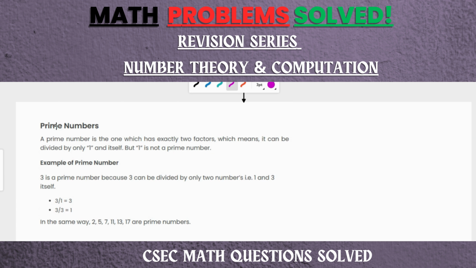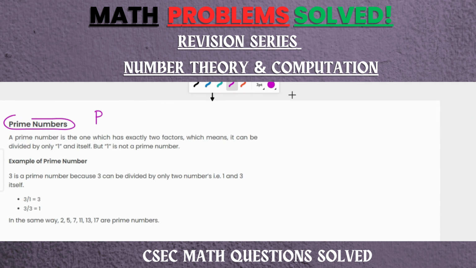Then we will see what prime numbers are, right? Usually they are represented by P. A prime number is one which has exactly two factors, which means it can be divided by only one and itself, but one is not a prime number. So the set of prime numbers always starts from 2, 3, 5, 7, and so on.